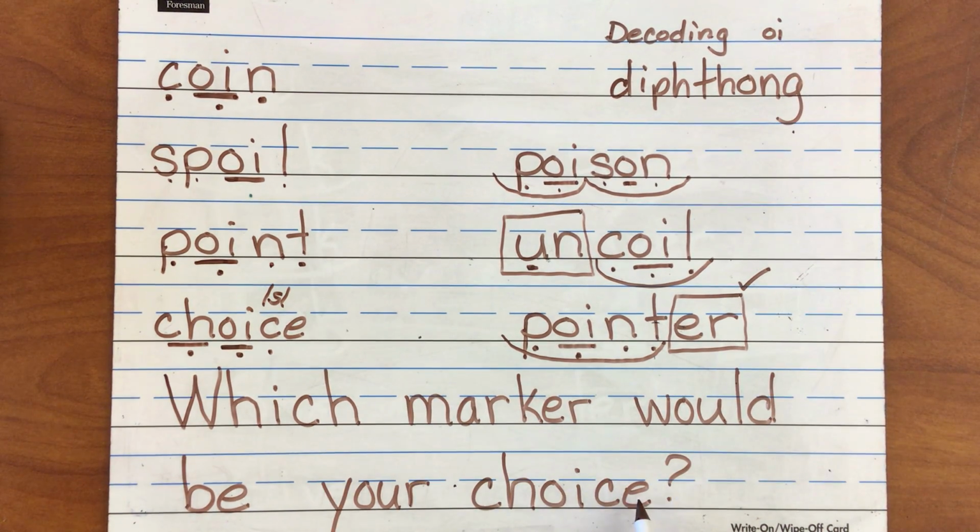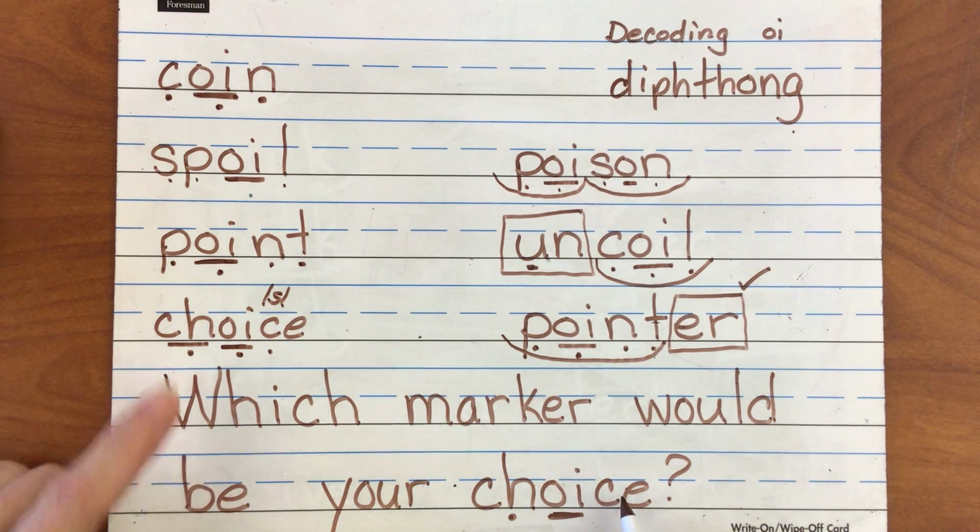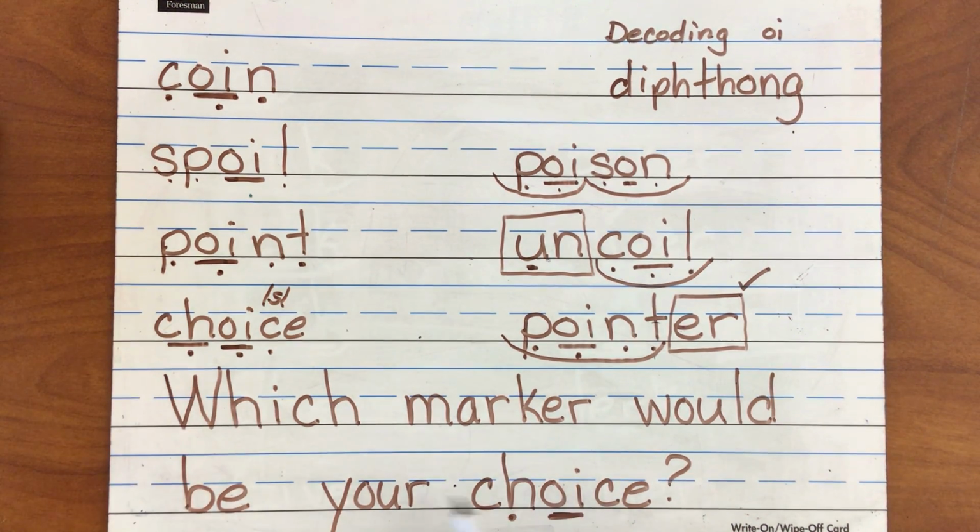When I'm going to read a sentence, I'm just going to skim and scan over it, and I see, aha, there it is. There's my digraph, the 2 letters, 1 sound. This is my diphthong. And I noticed I had this word before, so I remember how to say it. It's choice. And I'm going to read this in my head. And now I'm going to read it out loud. Which marker would be your choice? And I can make my voice go up to add that little inflection because I see a question.